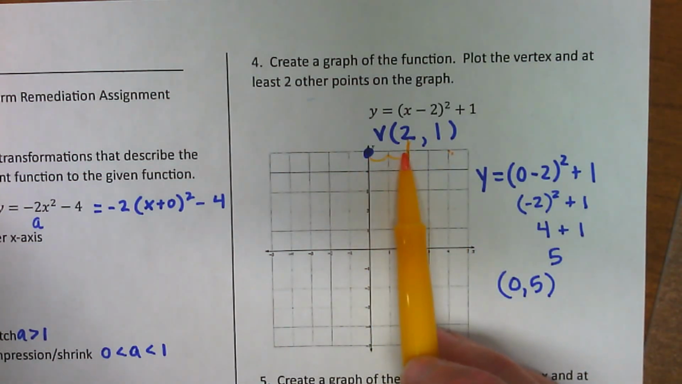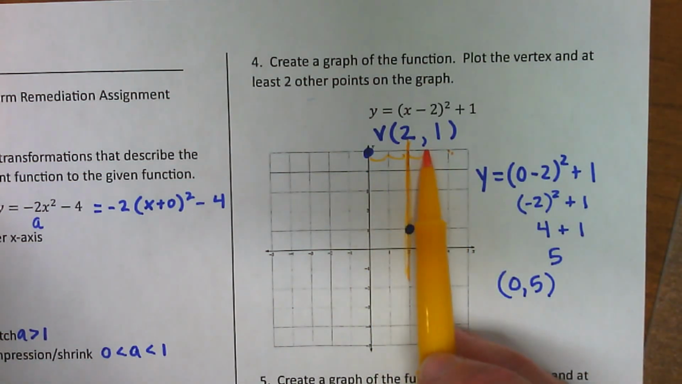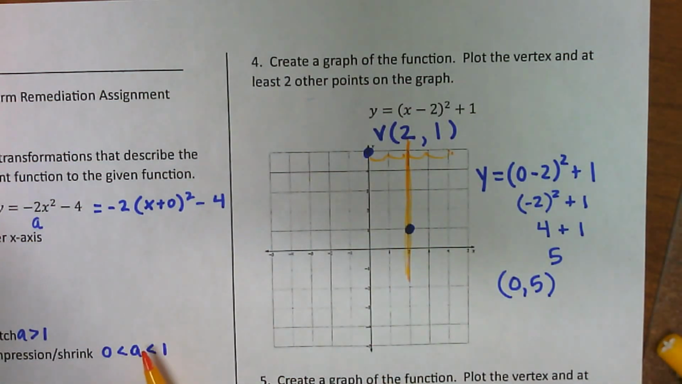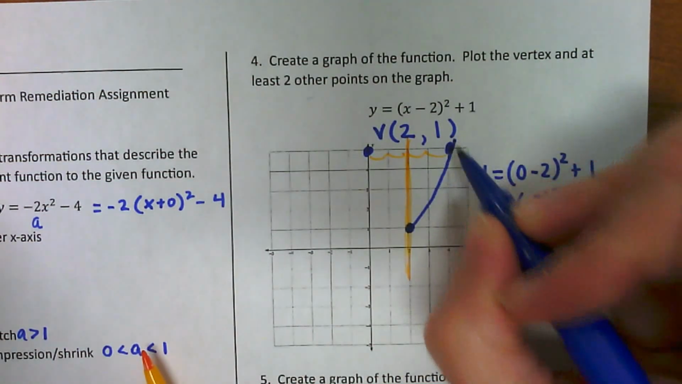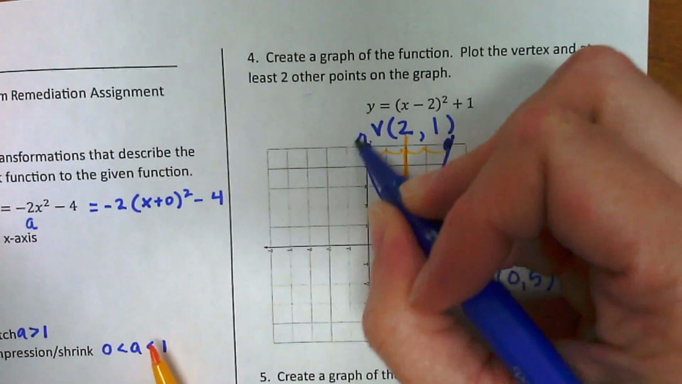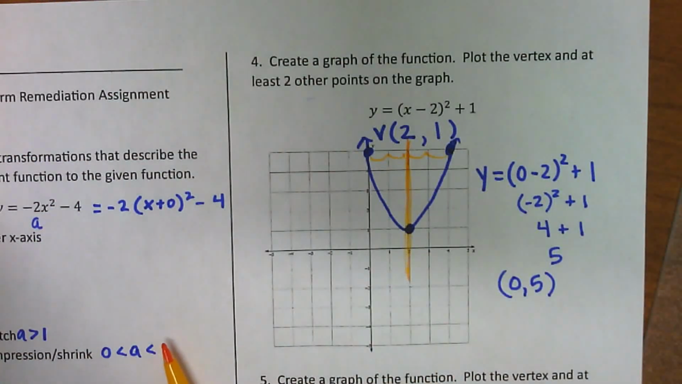Because this point is 2 spaces over, if it's exactly the same on the right, then I put a point 2 spaces over. That helps me make my graph. Up and up. That's all I need to graph.